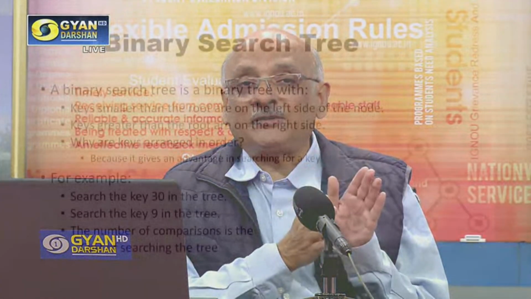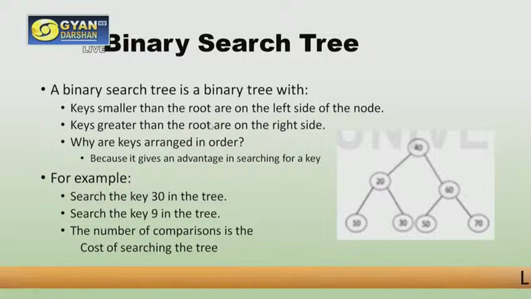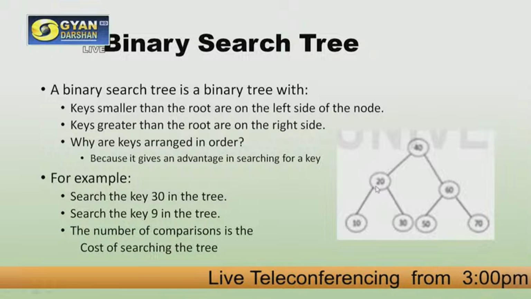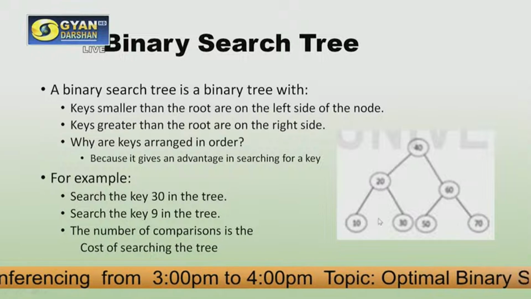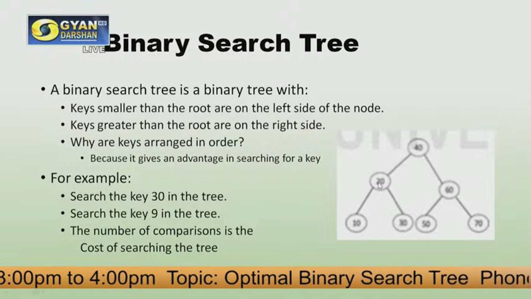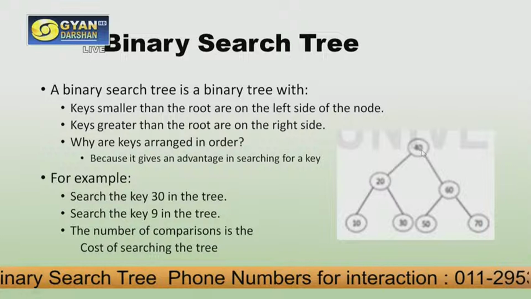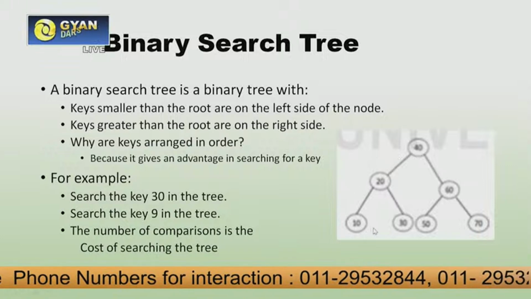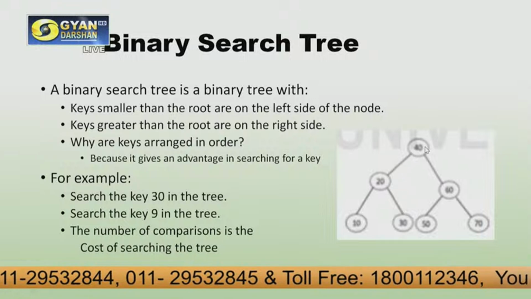A binary search tree is a binary tree, first of all, with the property that keys on the left side of the tree are smaller than the root. So if this is the root and it contains a value 40, all the keys to the left of the tree, this is 20, this is 10, and this is 30, so all these three keys are smaller than 40.